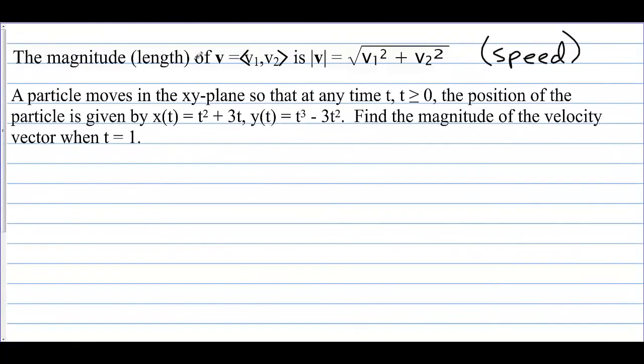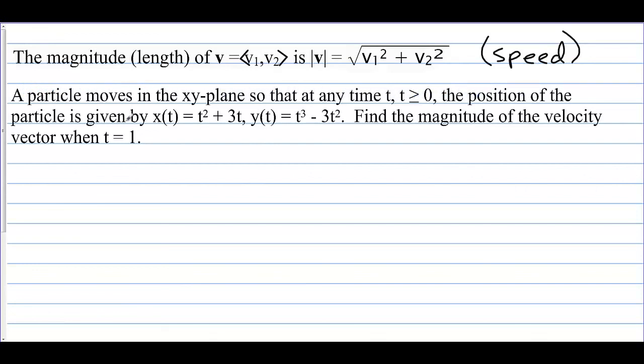The magnitude or length of the vector is denoted with absolute value symbols, that means magnitude, and it's equal to the square root of v1 squared plus v2 squared, notice the Pythagorean theorem. And this is also the speed, so the magnitude of the vector and the speed of the vector is the exact same thing.